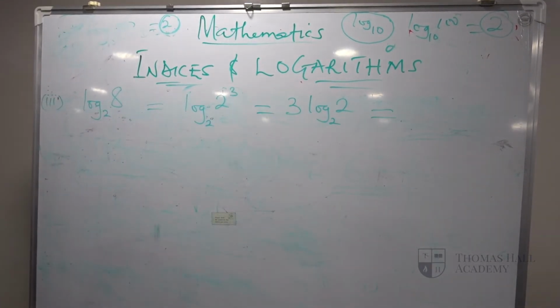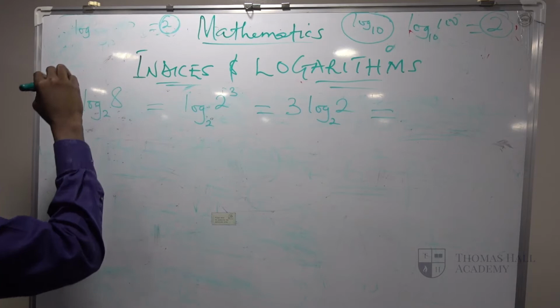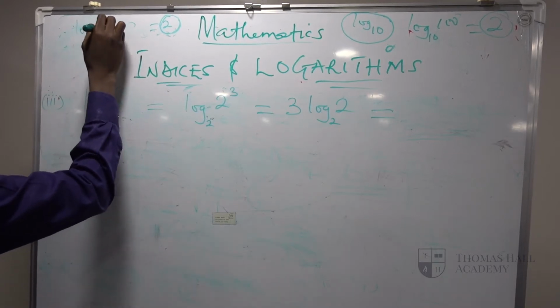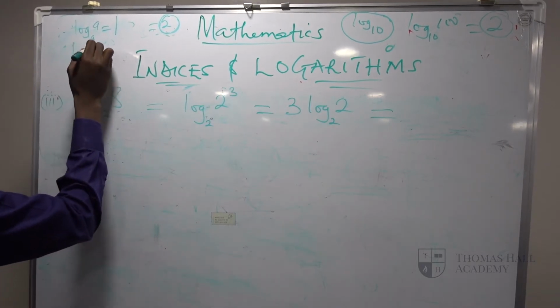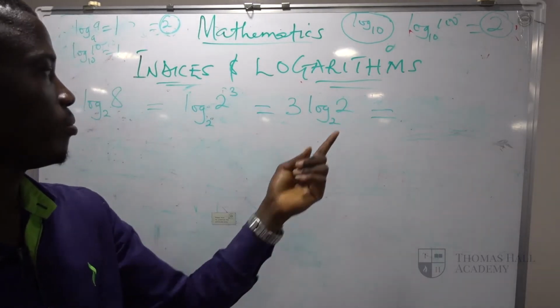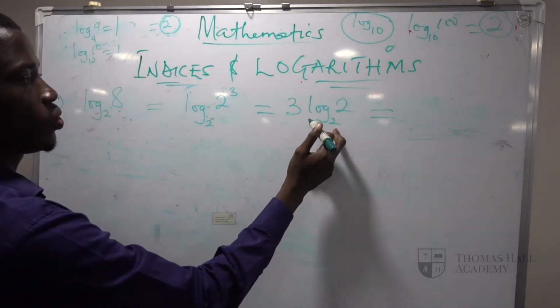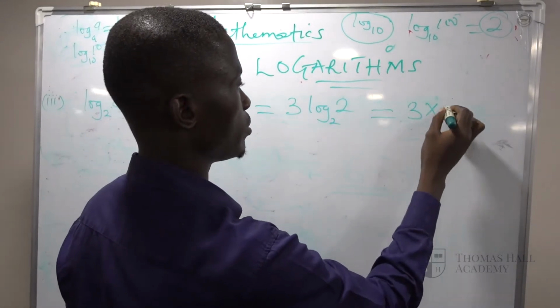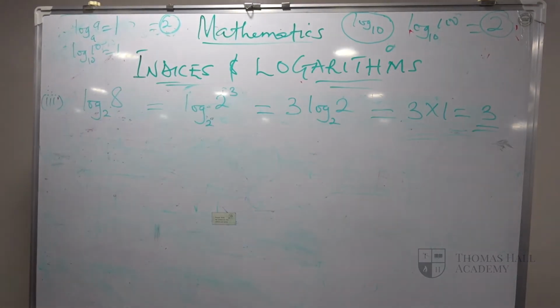Any logarithm whose base is the same as the logarithm itself is equal to 1. Log a base a equals 1. Log 10 base 10 equals 1. Log 1 base 1 equals 1. Log 100 base 100 is equal to 1. So log 2 base 2 is equal to 1. Then we have 3 times 1, which gives us 3. So log 8 base 2 is equal to 3.